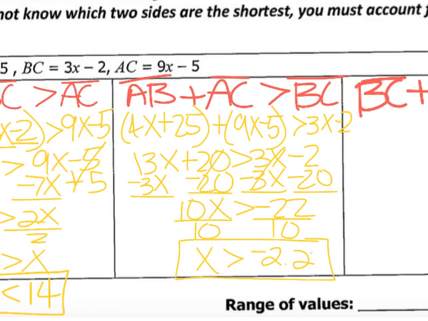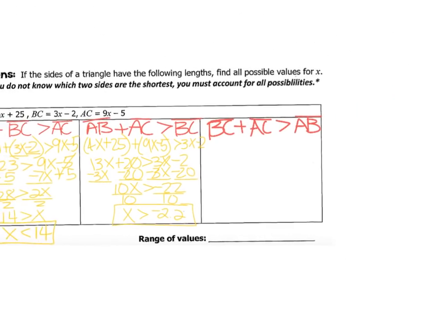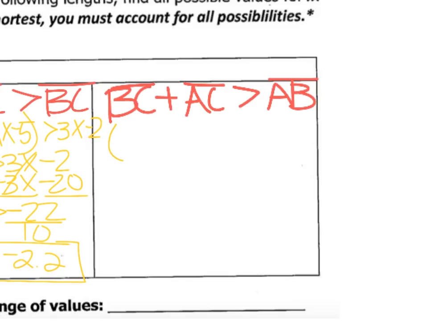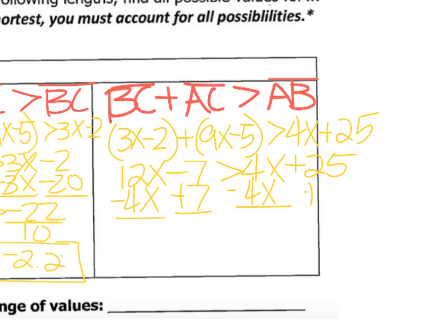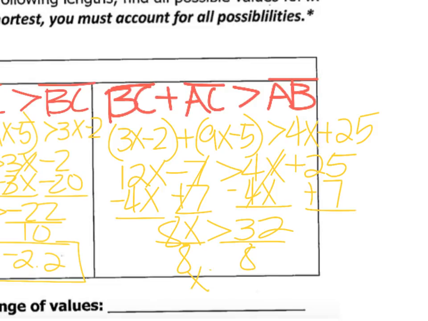That's another scenario. And then the last scenario, we know that BC is 3x minus 2, plus AC, which is 9x minus 5, is greater than AB, and we know that AB is 4x plus 25. Now we're solving for x. Combine like terms, we get 12x minus 7 is greater than 4x plus 25. Subtract 4x from both sides. Add 7 to both sides. Cancel these out, and we get 8x is greater than 32. Divide by 8. So x is greater than 4.